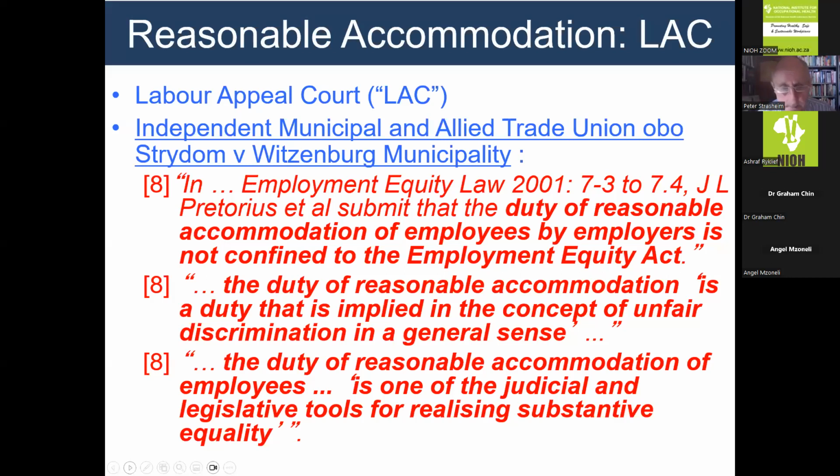So what does that mean? And that's the third bullet point there. The duty of reasonable accommodation of employees is one of the judicial, that's judges, and legislative, that's parliament, tools for realizing substantive equality, in this case for people with disabilities. That's how important reasonable accommodation actually is. It cannot be overemphasized. So please, if you're an employer, please take this seriously. You will avoid unfair discrimination disputes, and you will promote fair labor practices for disabled employees.